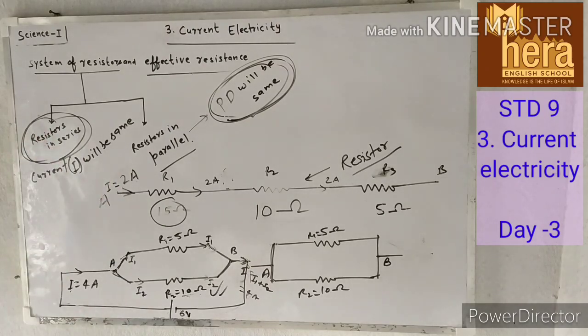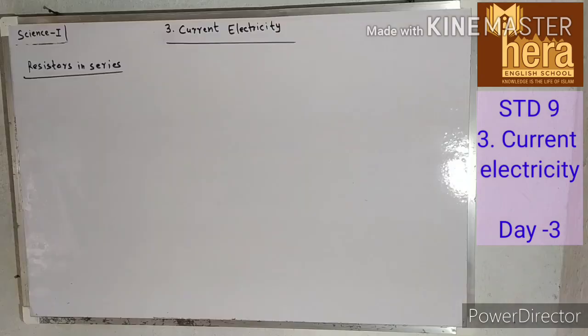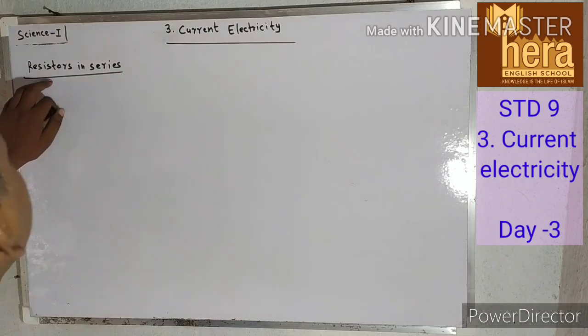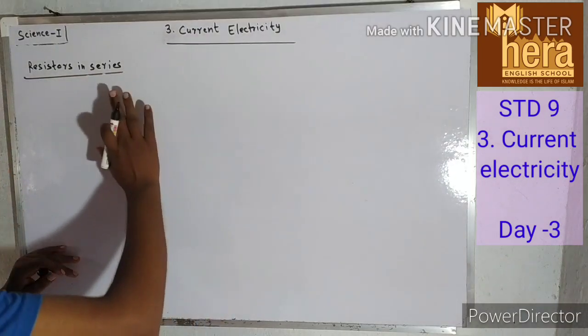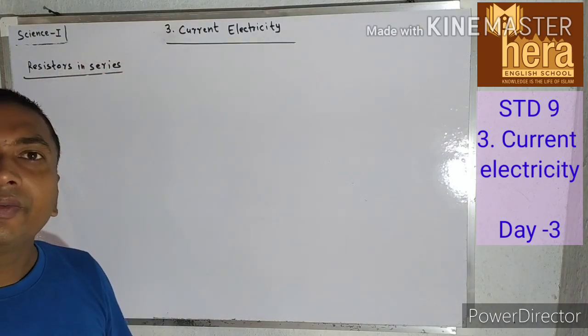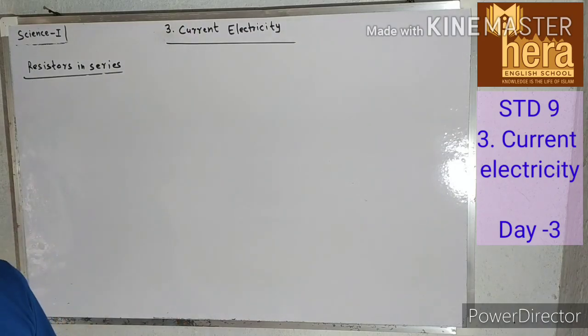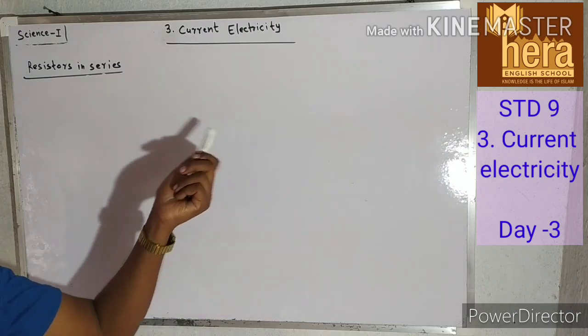Okay, the derivation of what? Resistors connected in series and resistors connected in parallel. Understood? Now, resistors in series. Actually what we are going to discuss, we are going to derive the formula for how to calculate the total value of resistance if they are connected in series.